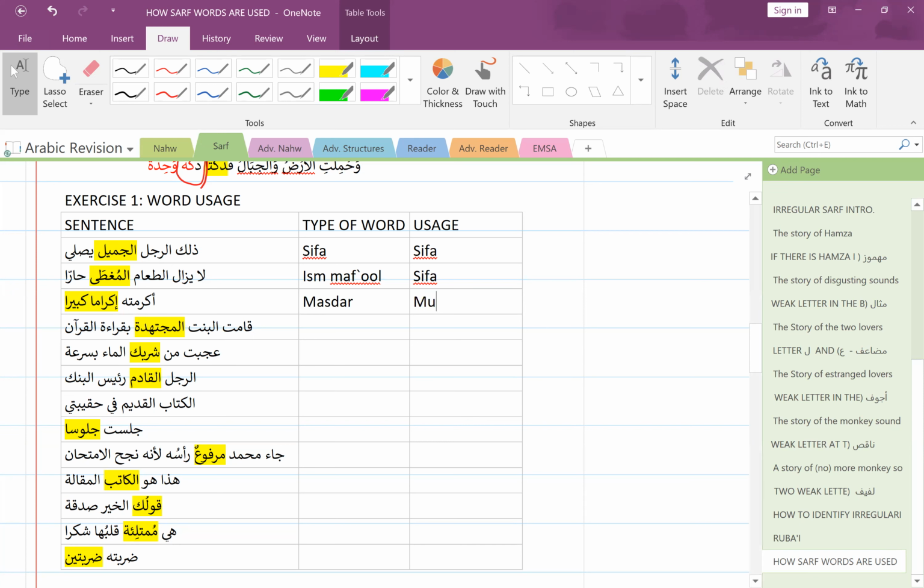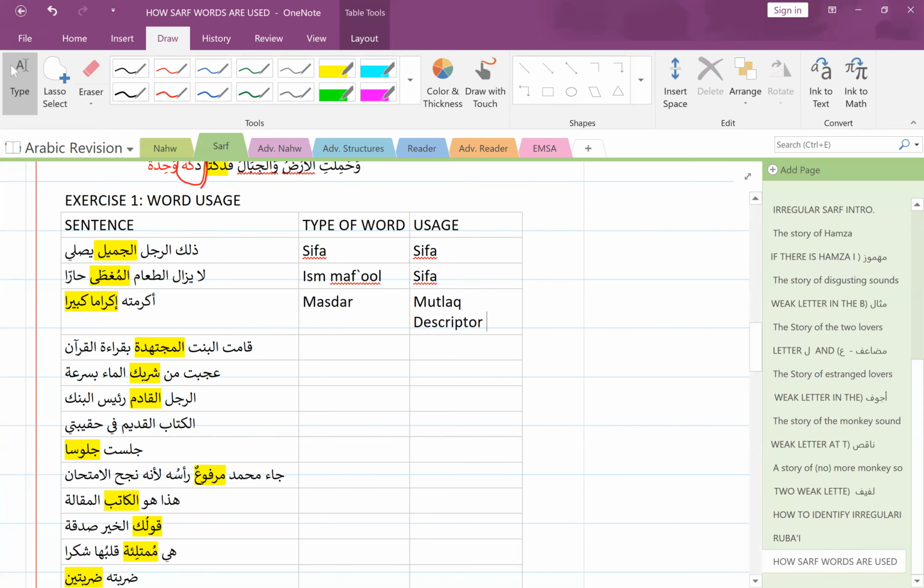مطلق. What kind of a mutlaq? What is it describing, or what is it doing? Description. Yes. It's so because ikram and kabiran is a mawsuf sifa, so it's adding description. What kind of ikram was it? It was a massive ikram, honoring. Like I honored him greatly. That's how I will probably translate it. I honored him greatly. So this is a descriptor, adding a description to the fi'l.